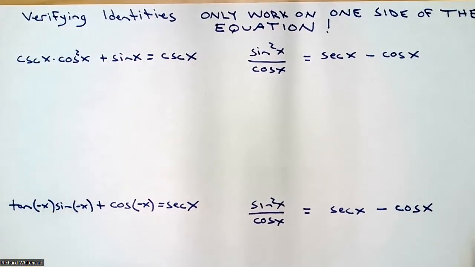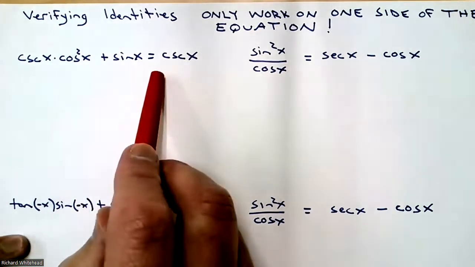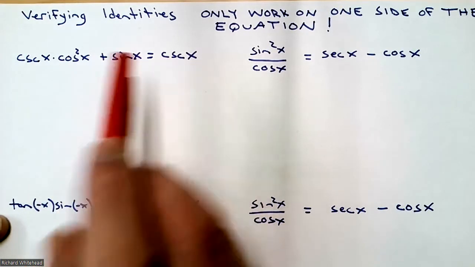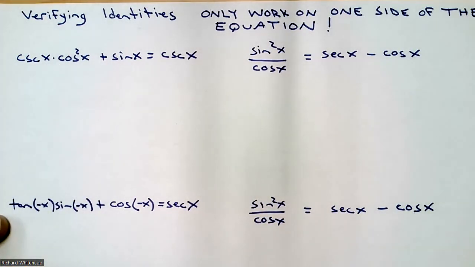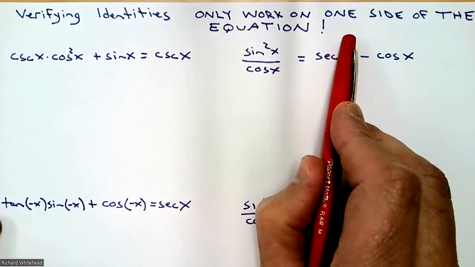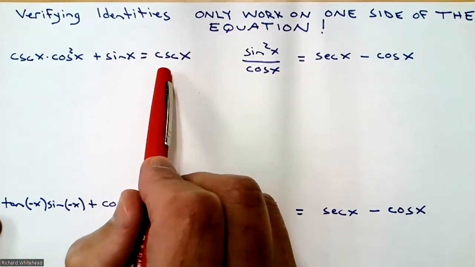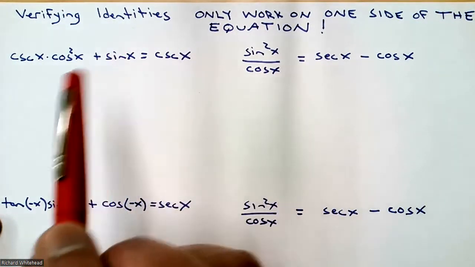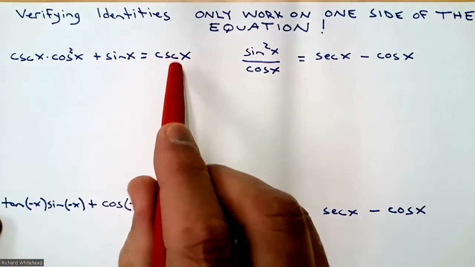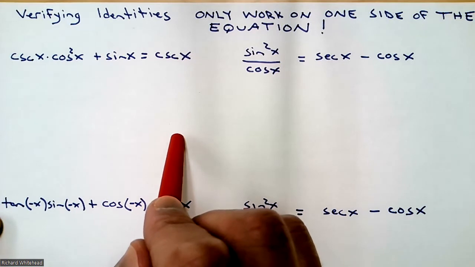All right, let's talk about the verify problems. Verifying or proving just means we've got an equation and we're going to prove or verify that one side equals the other side. Now, the only big rule about this is you can only work on one side. You can't cross multiply. You can't divide both sides by something. You have to take one side and make it equal to the other side without changing the other side.